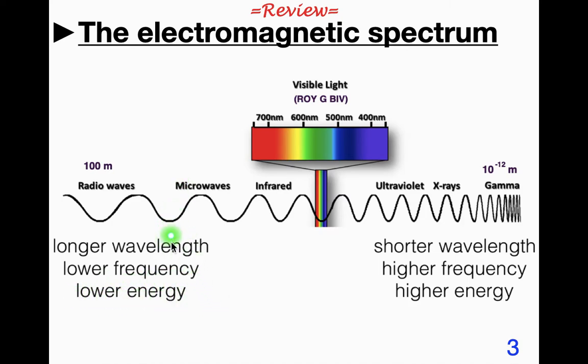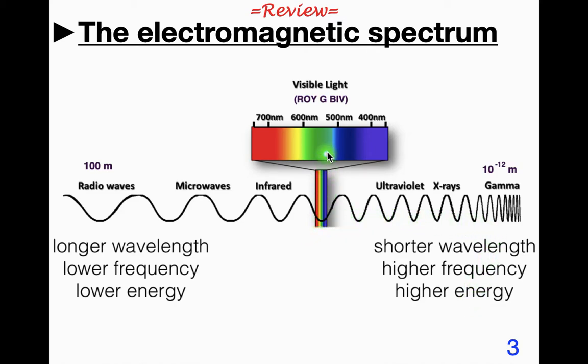Frequency is the number of waves that pass a given point over a certain amount of time. So over on the left here, long wavelengths, low frequency, low energy. On the other side, just the opposite. The wavelengths get shorter and shorter, high frequency, high energy.